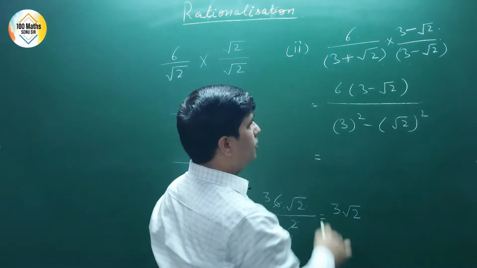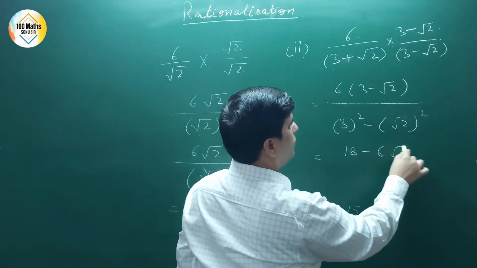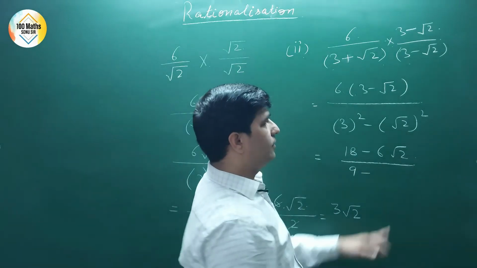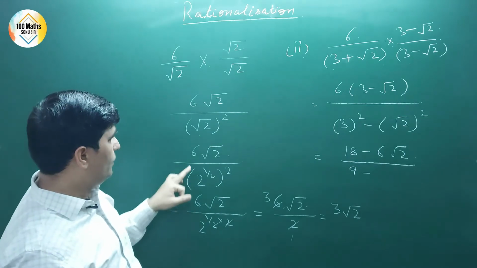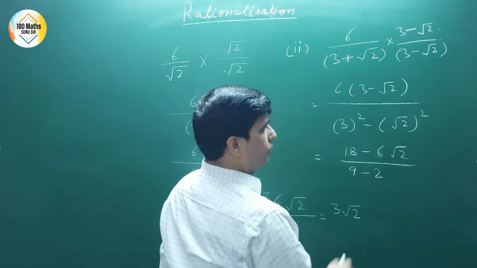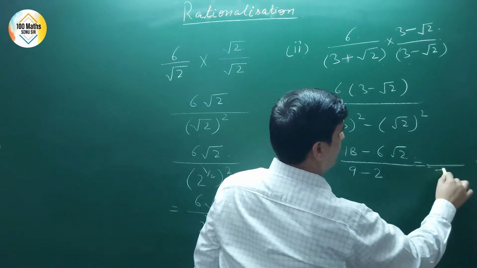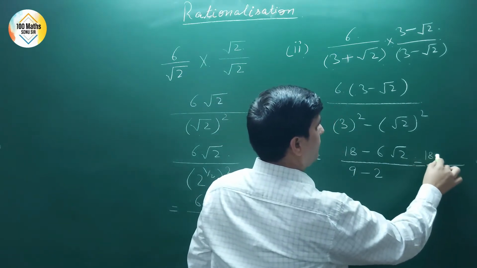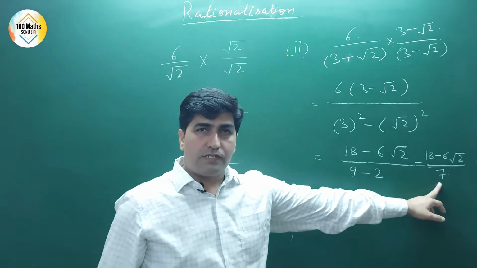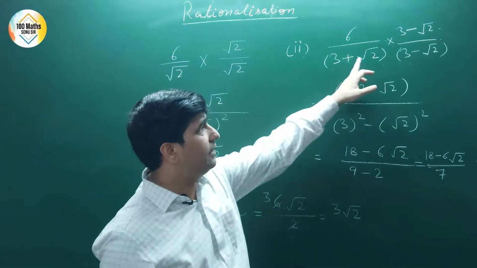Now, next step is multiply this. 6 3s are 18 minus 6 root 2 divided by 3 square is 9 and root 2 square. We did it here, root 2 square. Root 2 square is how much? 2 only. So what is the final answer? 9 minus 2 is 7. And here it is 18 minus 6 root 2. Have we removed the square root sign from the denominator? You can see. Yes? Fine. So this is the process if there are two terms.